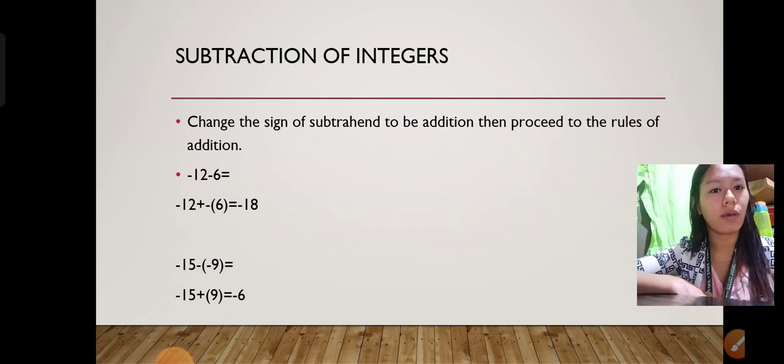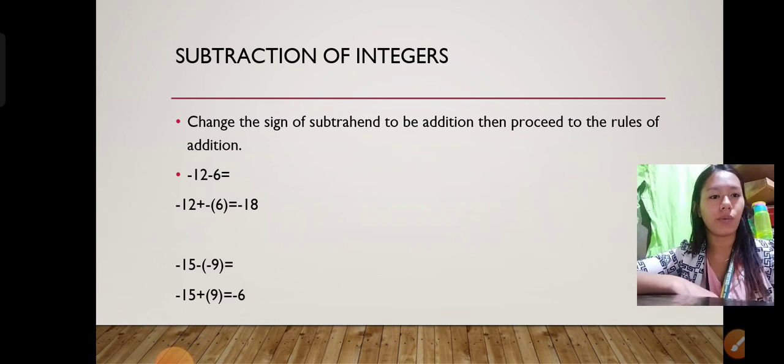So, change the sign, the subtraction into addition. So, negative 15 plus 9 is equal to negative 6 since the bigger number is 15 and it has a negative sign, so our answer is negative. And 15 minus 9 is equal to 6. So, our answer is negative 6. Okay?